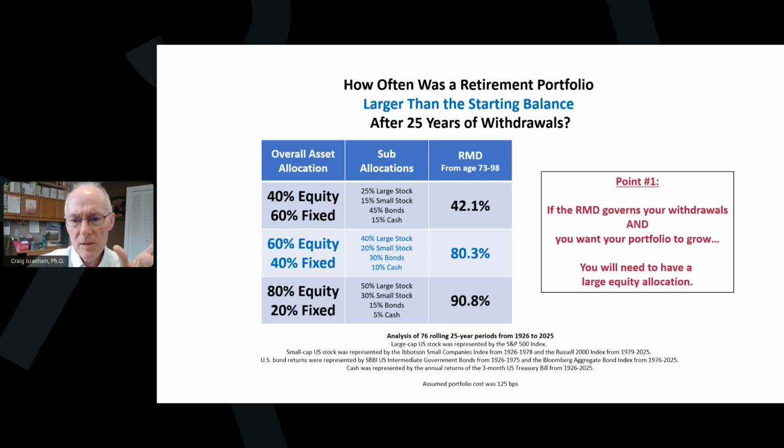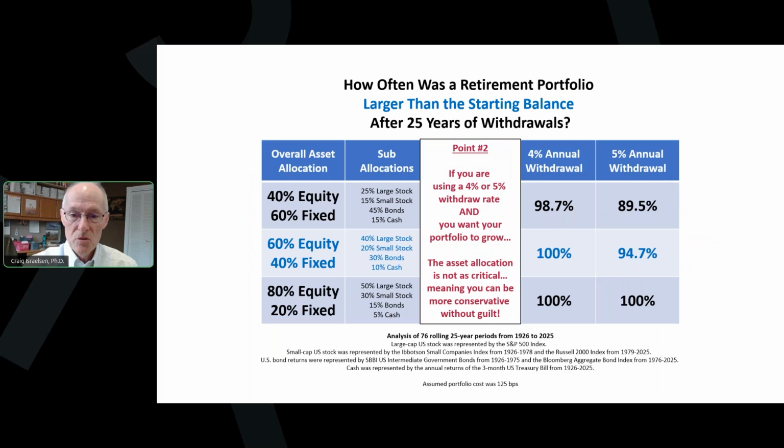So if both of those statements are descriptive of what you would like to have happen or what is happening, number one, the RMD is driving withdrawals, and two, you want it to grow, you need a larger equity allocation. These numbers are basically just shouting that. So that's takeaway number one. In other words, the way you withdraw money, in this case being forced because it's the RMD, needs to inform, to a certain extent, your asset allocation.